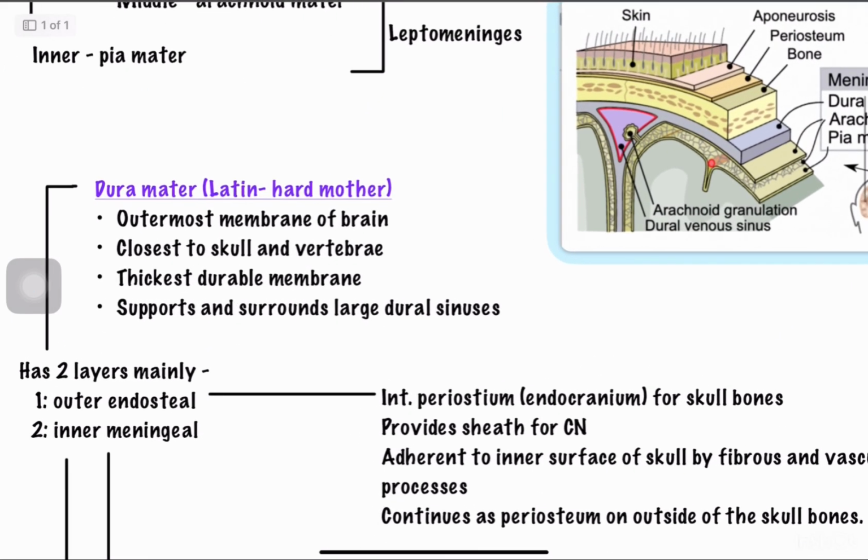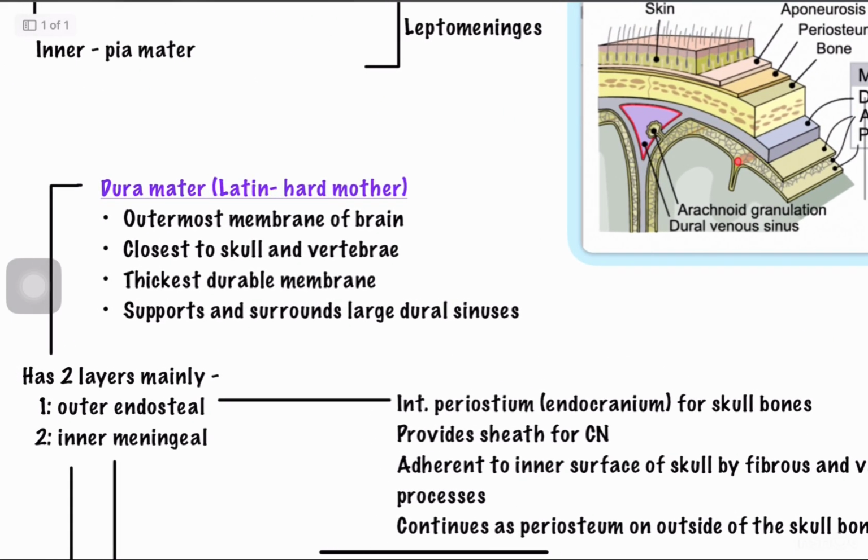So we can say that it is the outermost membrane, which is hard, close to the skull and vertebrae, as we know that the spinal cord also has meningeal layers. So it's continuous, it's related to the skull and vertebrae. It's continuous from the foramen magnum as well, and it is the thickest durable membrane, supports the large dural sinuses, and has mainly two layers.